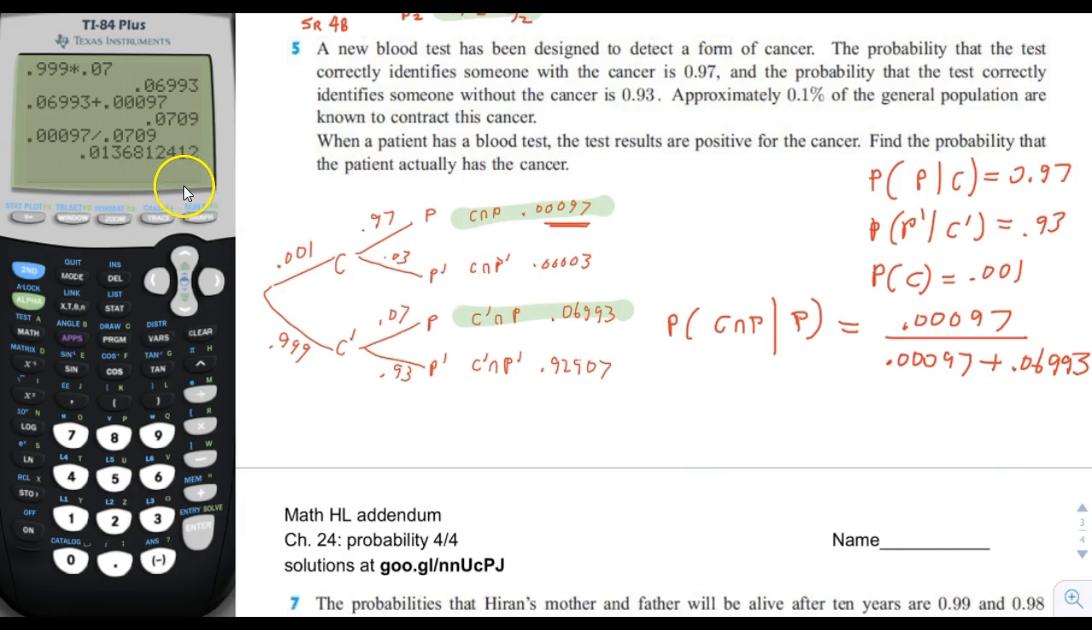So the probability that they actually have cancer, given that they tested positive for cancer, is actually 1.3%. It's very small, right? Which is why they always repeat the test. Okay? Let's check to make sure that answer is correct. Number 5. Yes. Okay. That's it for this page.